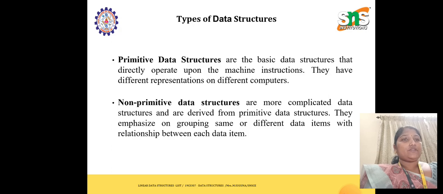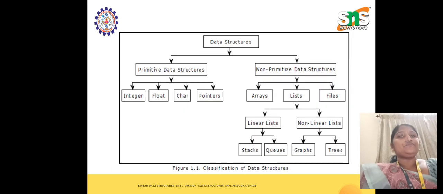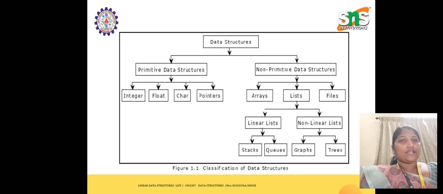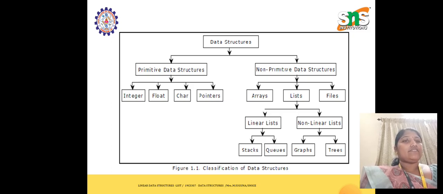Next is the non-primitive data structure. Non-primitive data structures are more complex, and again we can divide them into linear data structures and non-linear data structures. So these are the types of data structures: primitive and non-primitive. In primitive we have integer, float, character and pointers, and in non-primitive we have array, list, files. The list has linear and non-linear. Linear means we have stacks and queues. Non-linear means we have graphs and trees.